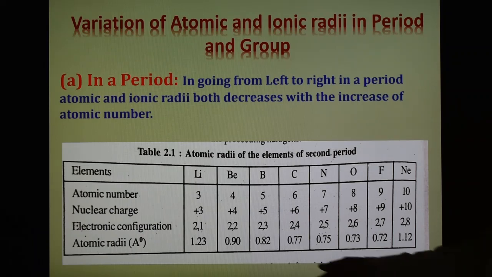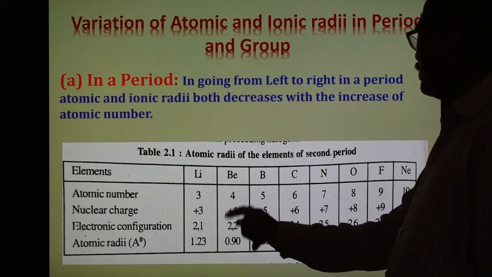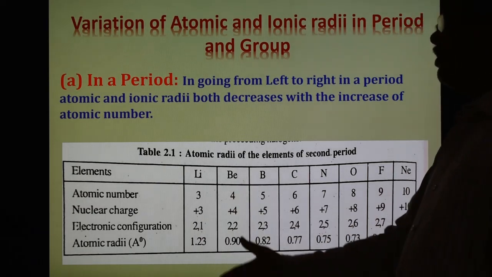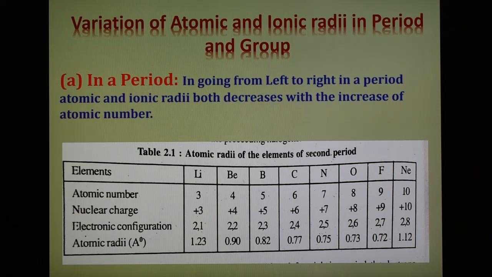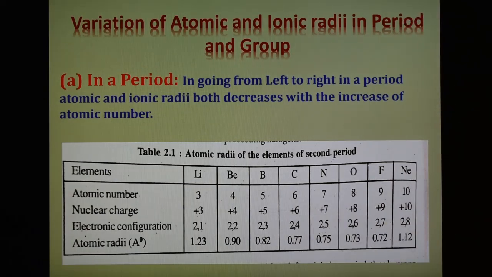Here the 2 shells are there, so with the addition of electrons, the nuclear charge increases, and the force of attraction between the positive nucleus and the valence electrons increases. With the increase of force of attraction, the valence electrons come closer and closer, and therefore the size decreases, and in a period the atomic and ionic radii both decrease. So it depends upon the size.